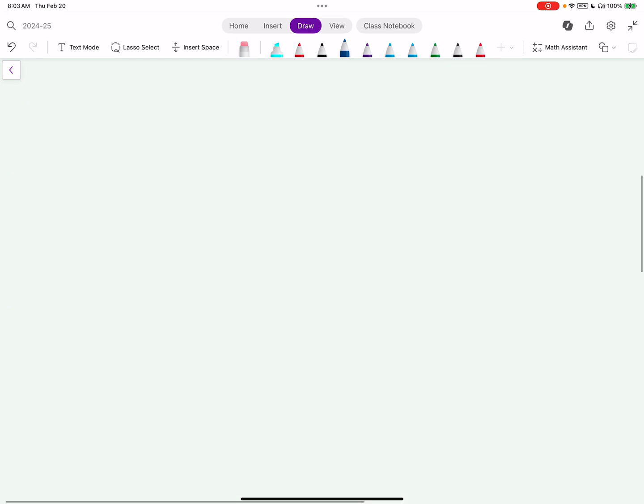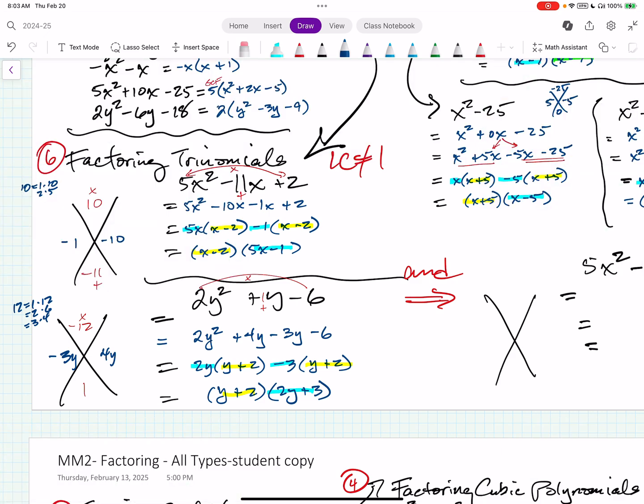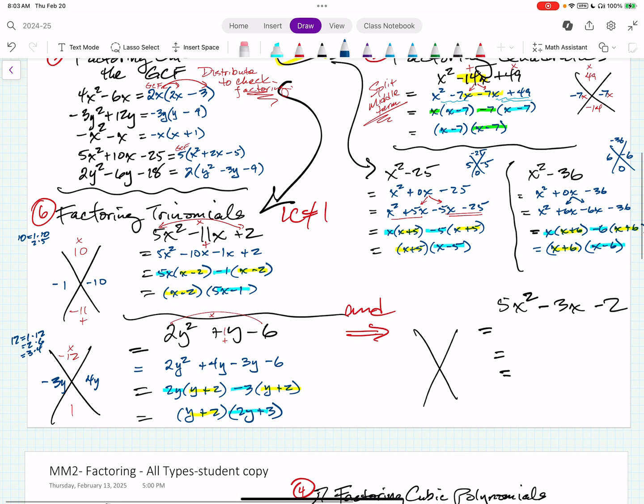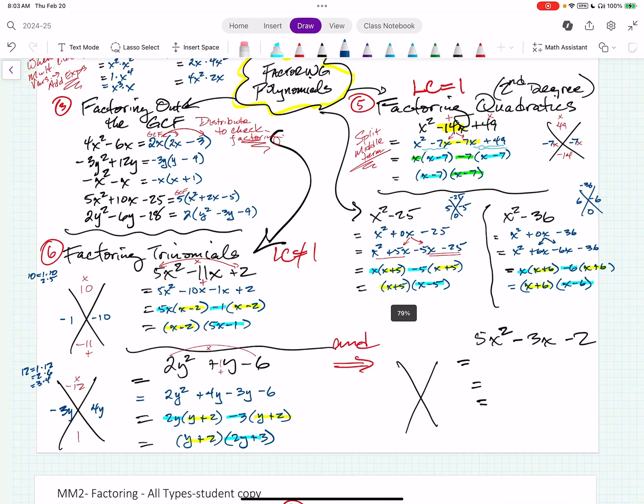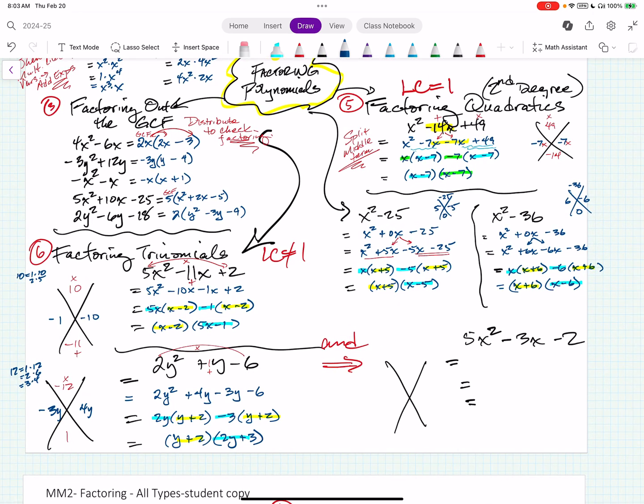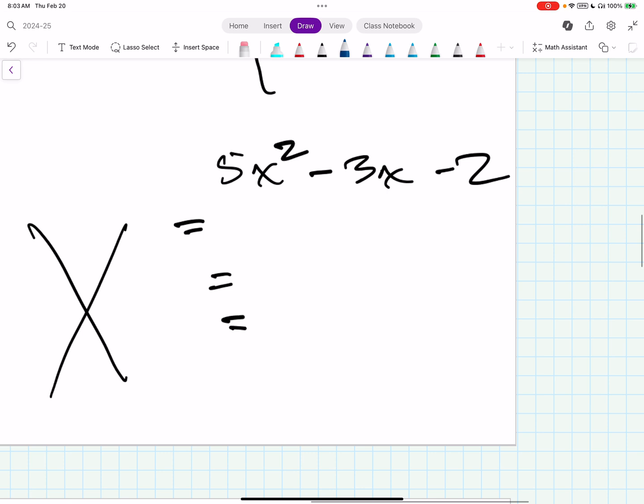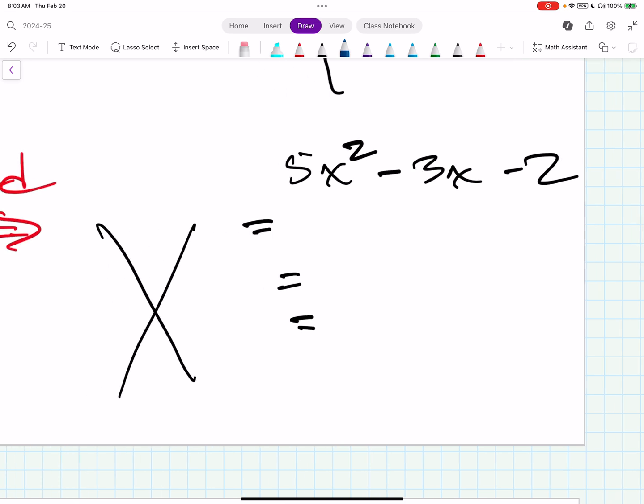And factoring is very important because, guess what? We have to solve equations, and you factor to solve. That's one of your main methods. Okay, last one here. Pause the video and get started on this one here. Last one. And when you're ready, press play.